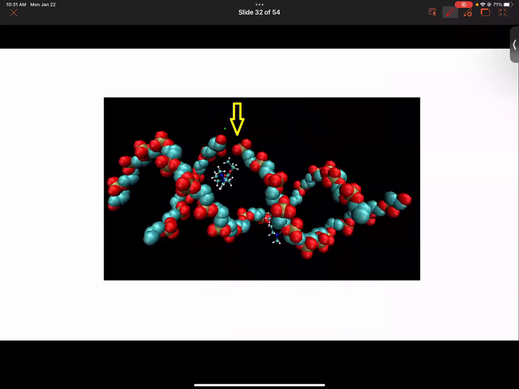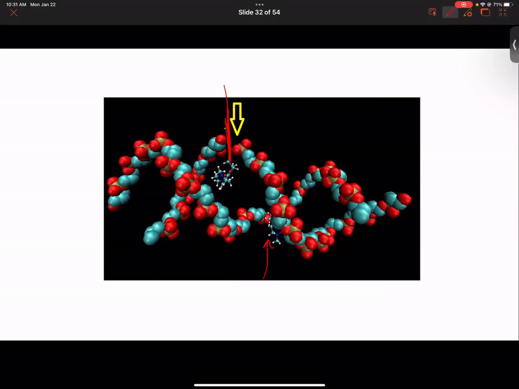And as it does so, it creates these breaks here, and then the other one is back there. You can't really see it. That's where they come apart. The presence of the drug will prevent them from coming back together. The presence of the drug prevents the resealing action.